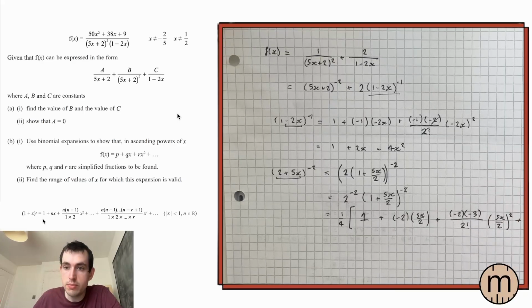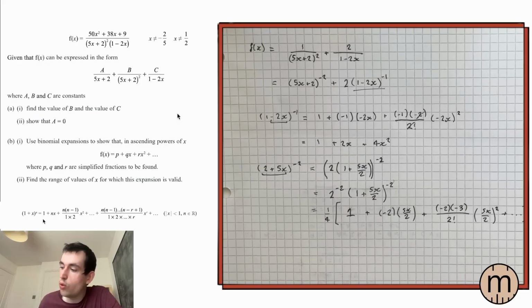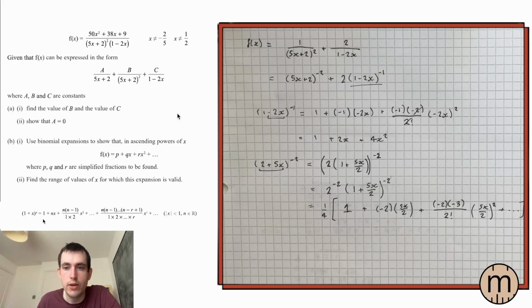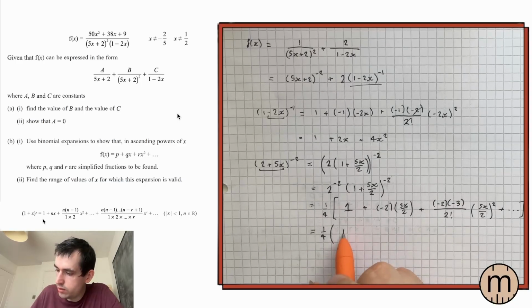There will be more terms. There will be a cube term. There will be a power to the 4. There will be all of those terms, but we don't need them. So I'm going to stop there, and we're going to simplify. So we're going to get 1. This time it's going to be minus 5x.